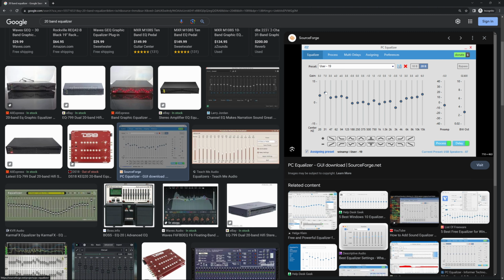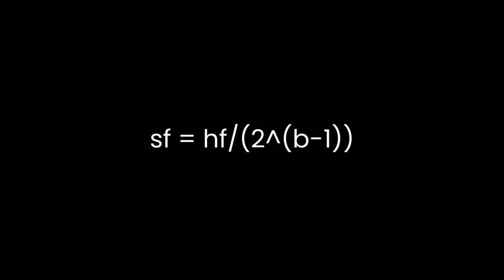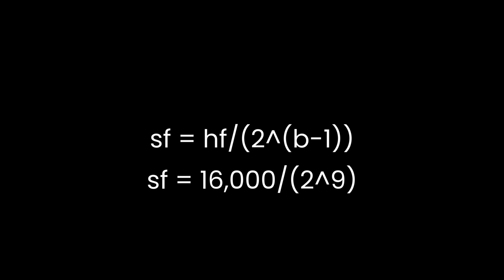Or if you like math, you can use this formula. The starting frequency band is the highest frequency in your full range divided by 2 to the power of the number of bands minus 1. So in our case, our highest frequency was 16,000 Hz and we have 10 bands. So 16,000 divided by 2 to the power of 9 equals 31.25. Then we just double each time.